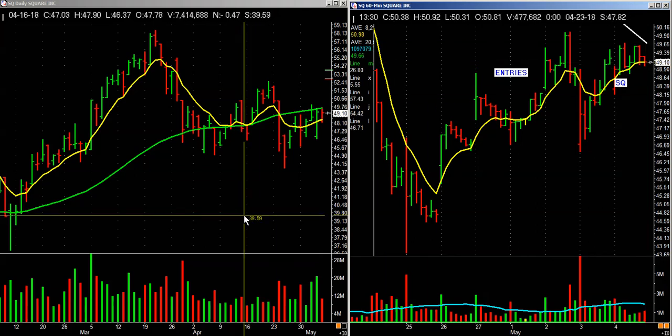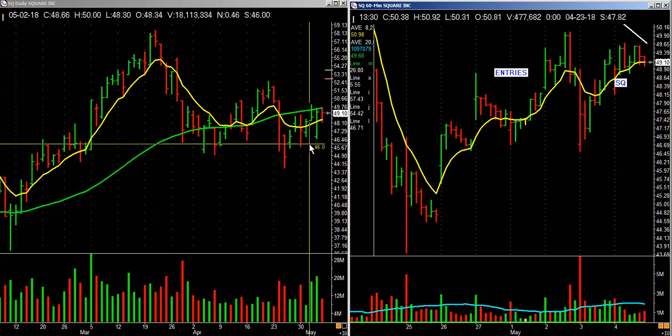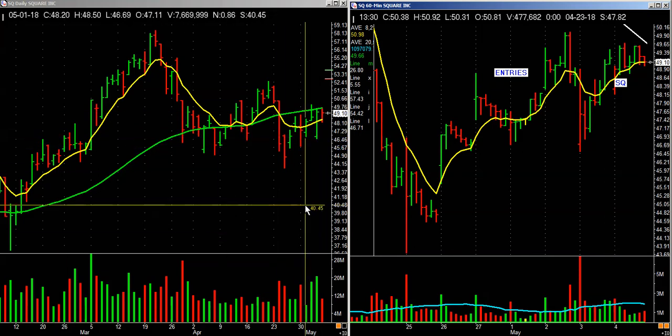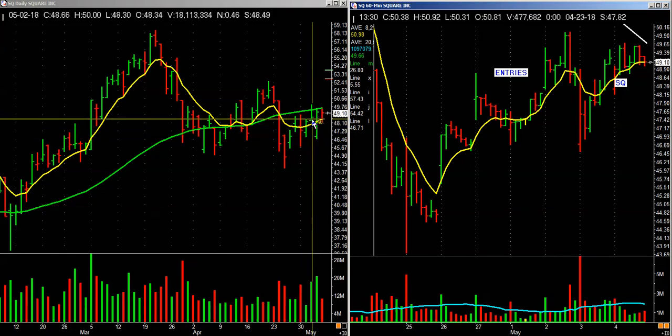But take a look at this, folks. Things to consider. First off, the market was acting good. Secondly, this stock's living right below the 50-day on the daily. You see that? Two days right below the 50-day. Third point, on this day, remember how we talk about the open, the high, the low, the close, and volume? Look at this day. Square closes weak on this day, but not bad. Still closed up on the day.